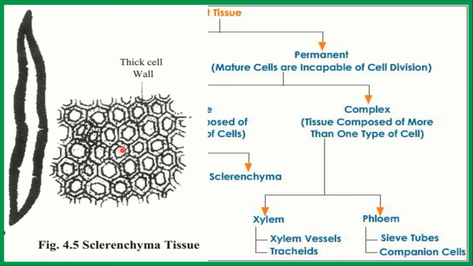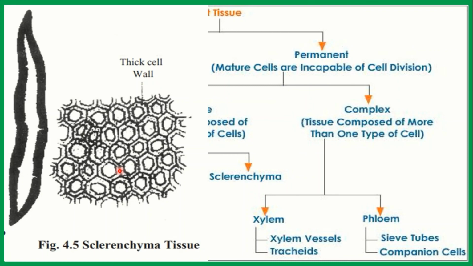Mature sclerite cells are usually dead. The walls of the cells are pitted. Sclerites are found in the cortex, fruits and seed shells of gymnosperm and dicot plants. In the petiole of leaves, they may be present in cluster form associated with the epidermis, with xylem and phloem tissue.